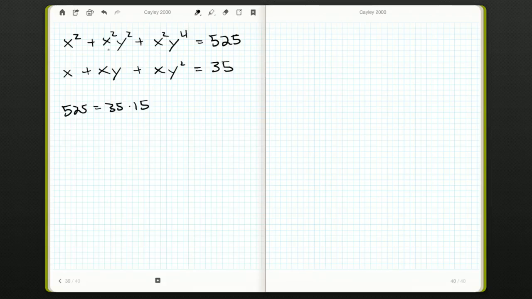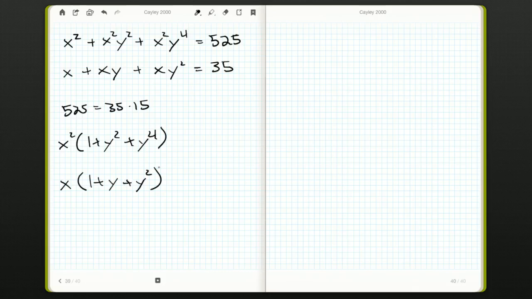So I noticed that up here I have a factor of x squared, so I could write x squared times 1 plus y squared plus y to the fourth. And on the bottom left-hand side, I could take out the factor of x, and I get x times 1 plus y plus y squared. Now these look very similar. They really do. On the surface of it, the top one is the square of the bottom one. But you can't square the bottom one and get this value out. Unfortunately, it doesn't work that way.